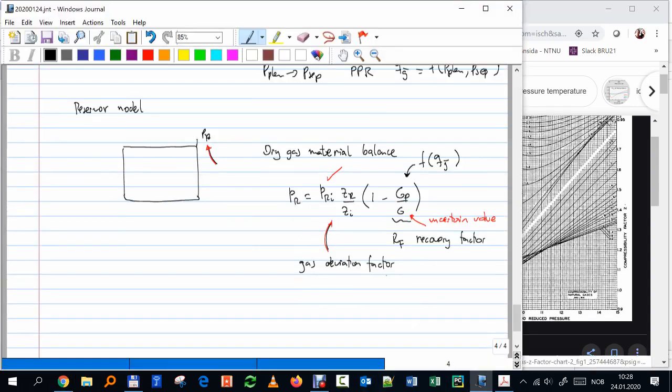So let's write that down. This is just a refreshment. So Z is a function of PR and TR. And PR is, sorry, not big R, reduced, not reservoir pressure. To avoid confusion, let's use R. So that will be reservoir pressure divided by critical pressure. And critical pressure is typically a function of simply the composition of the gas.